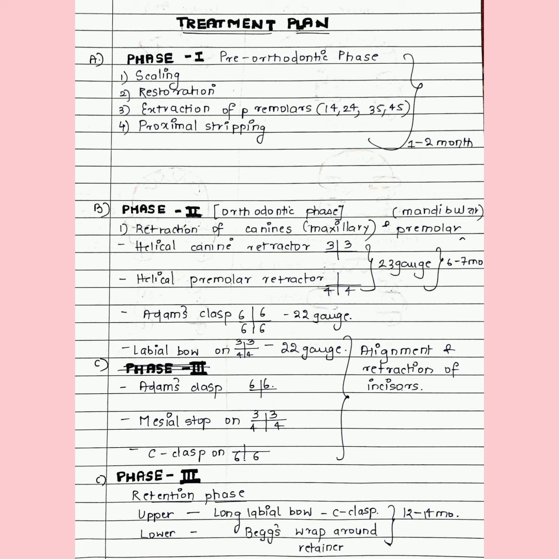And again, we have to give Adams clasp here. A mesial stop should be present on 3|3 and 4|4 to prevent the mesial drifting, and C clasp on 6|6. Then phase 3 is the retention phase. For the upper arch, we'll give a long labial bow and C clasp, and for the lower arch, we'll give a Begg's wraparound retainer for 12 to 14 months.